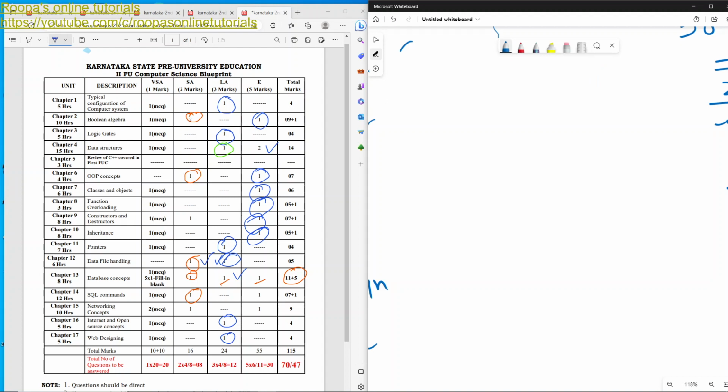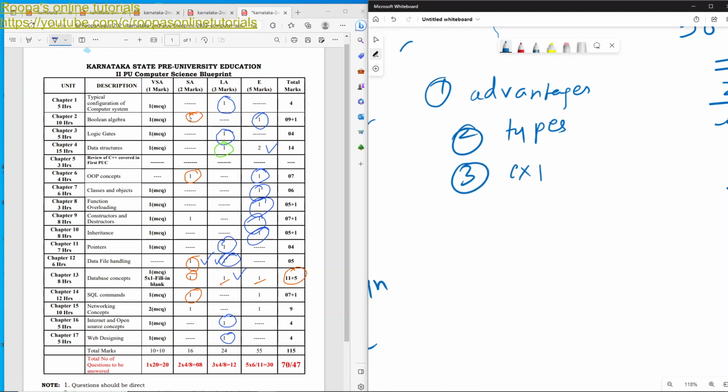Or they may ask you what is inheritance? Explain multiple inheritance and hybrid inheritance. So they can ask the question in any way. Here inheritance is a very simple chapter. One is your advantages. Second is your types of inheritance. And the third one is explain inheritance with example.